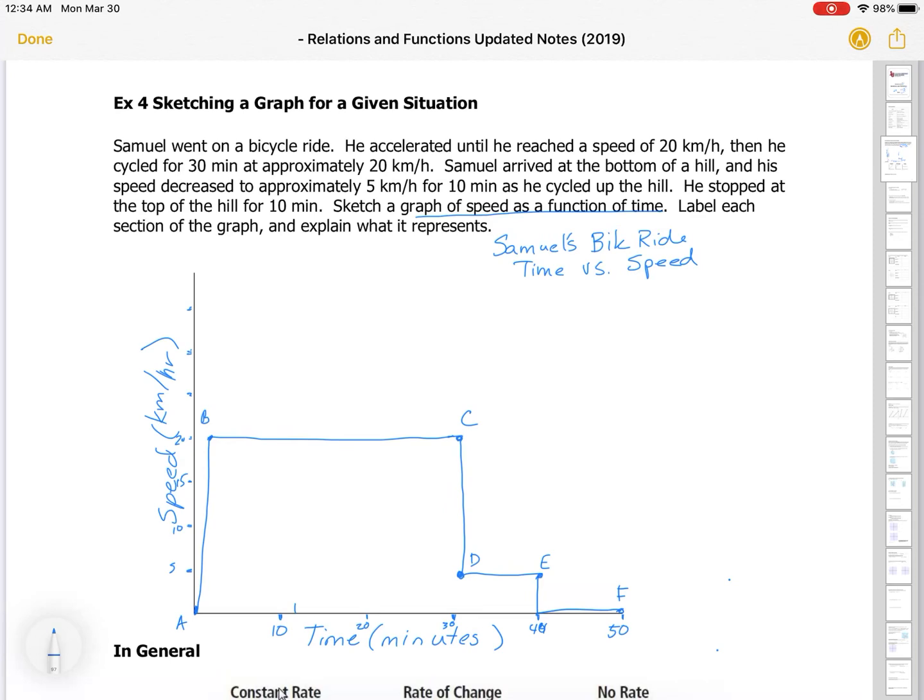So if we look at all of that, here is our first section from AB. Then we have our second section, BC, where he cycled for 30 minutes at 20 kilometers per hour. When he reached the bottom of the hill, he slowed right down, so that is going to be DE. And then when he stopped at the top of the hill for 10 minutes, he rested, and that's FG. Now there are other sections where he's slowing down, but that is basically our graph.